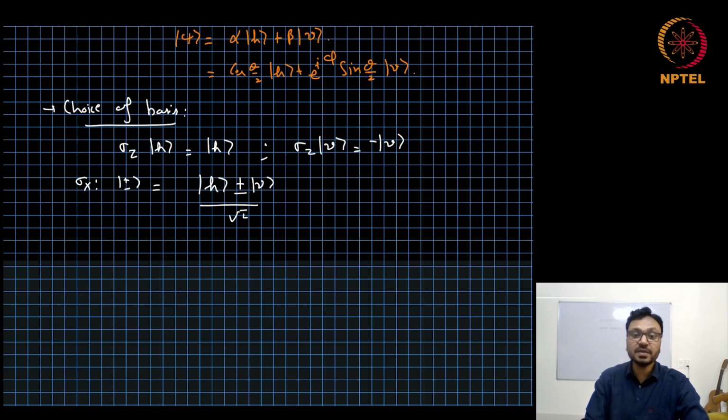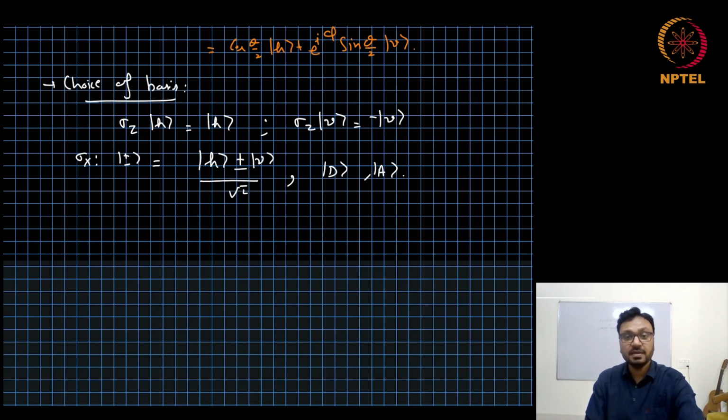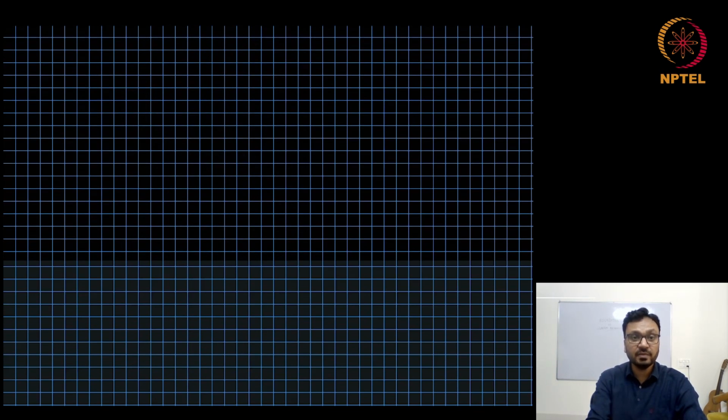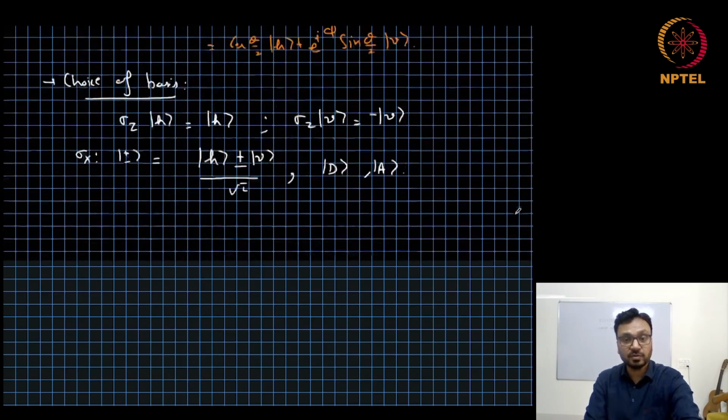Now we know what h plus v and h minus v are. They are the polarization vectors along 45 degrees and 135 degrees, or we call them diagonal and anti-diagonal polarization. It is still linear polarization, but making a 45 degree angle with the horizontal polarization and a 135 degree angle with the horizontal polarization.